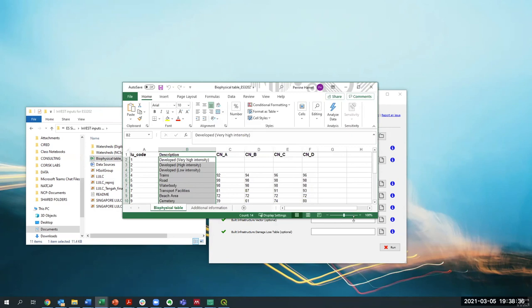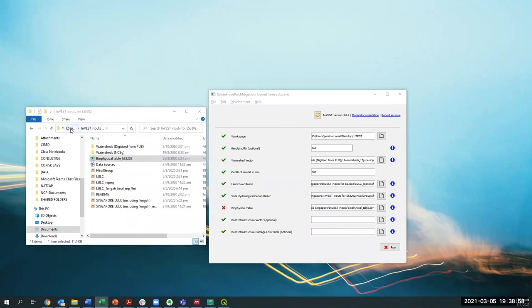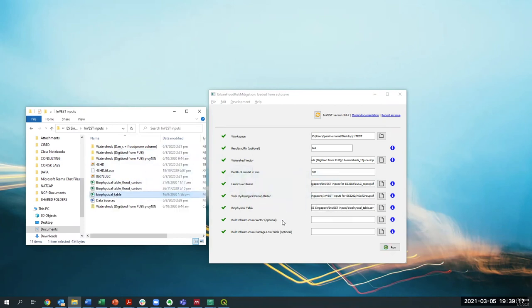So this is what the biophysical table will look like. You can see that it's actually missing some information, so I'm going to use a different one. But that's the curve numbers for A, B, C, and D that I was mentioning for each land use land cover code. Okay, the biophysical table here. That's about it. We're not going to use this optional input, so we just click run and wait for the model outputs.